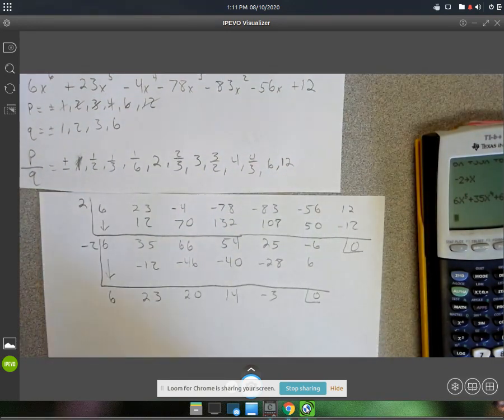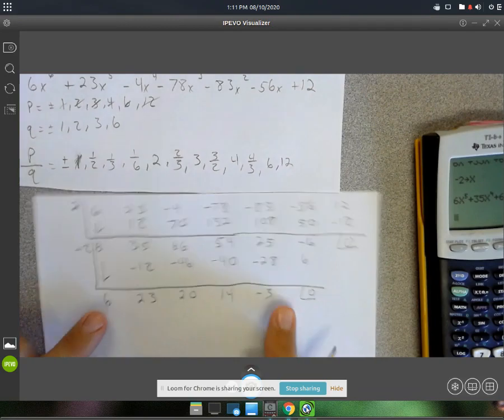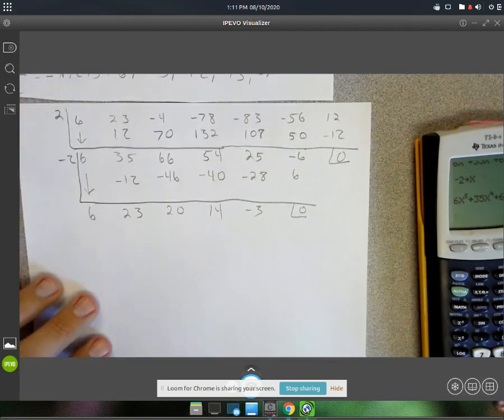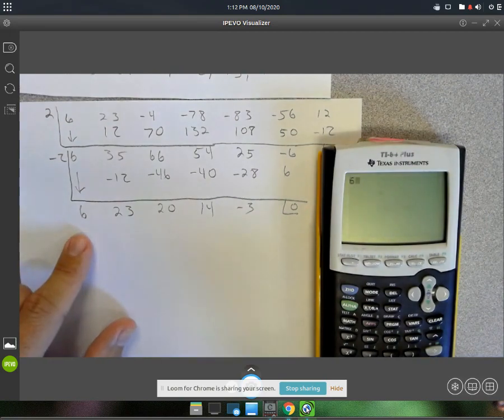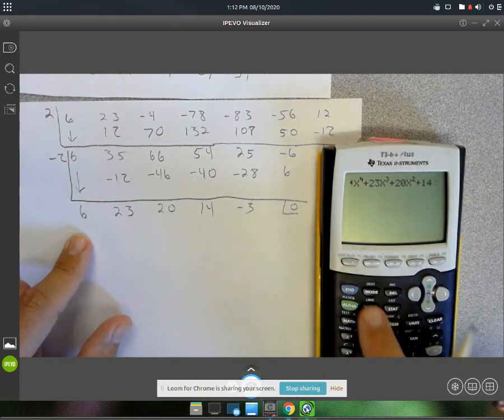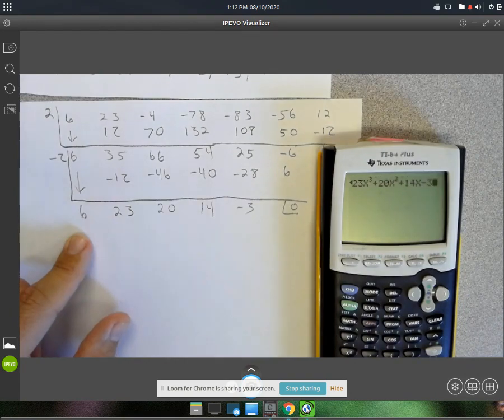That's what we wanted. So this will be my new polynomial. Okay, let's type that in. We got 6x to the 4th power this time, plus 23x to the 3rd, 20x squared, plus 14x minus 3.